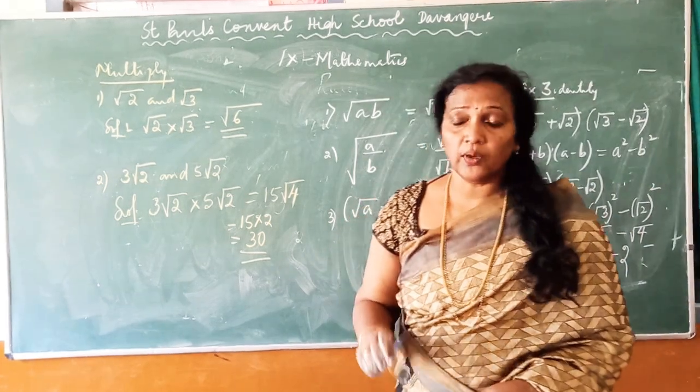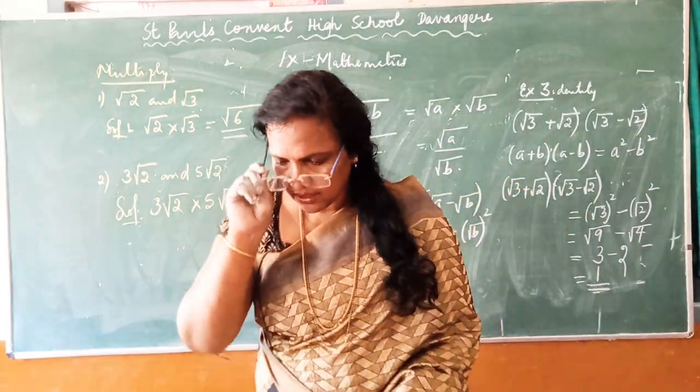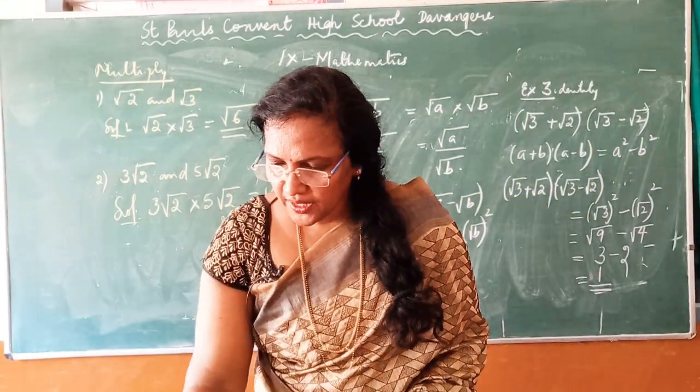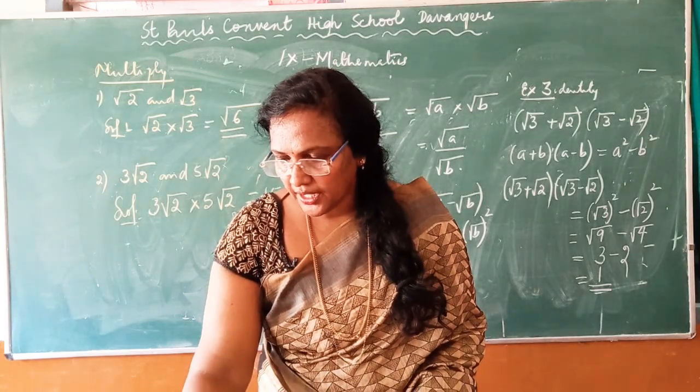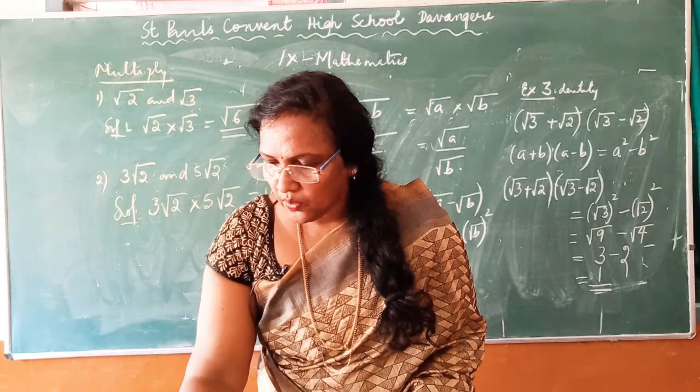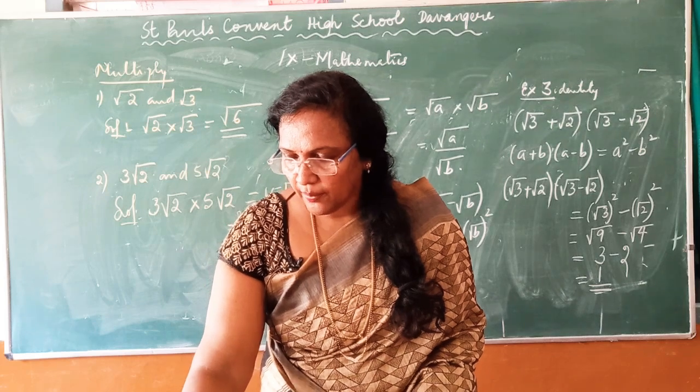Similarly, you have 3 more identities. A plus root B into A minus root B is equal to what? It is equal to A squared minus B.